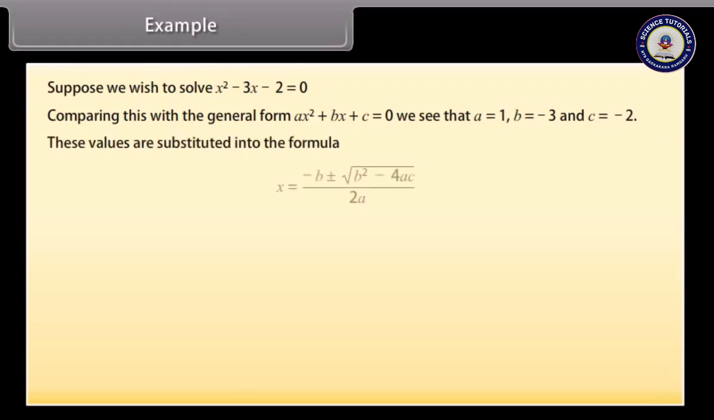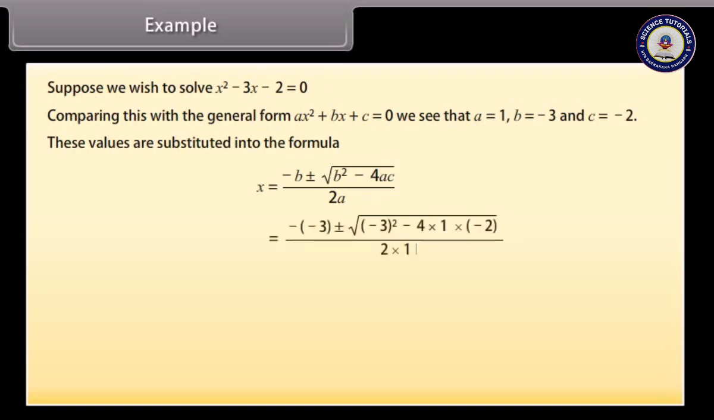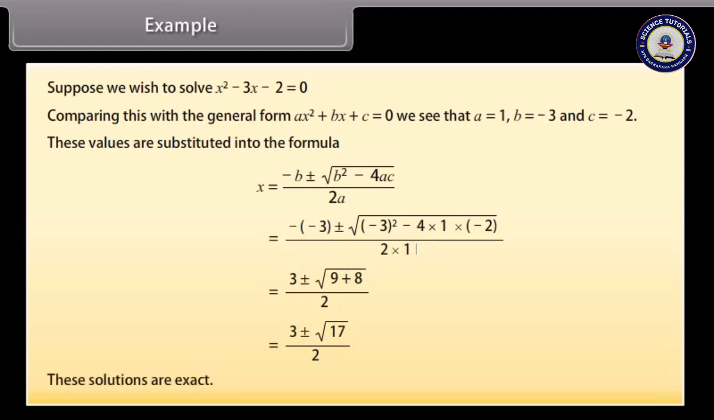It becomes x = (−b ± √(b² − 4ac)) / 2a, which is equal to (−(−3) ± √((−3)² − 4 × 1 × (−2))) / (2 × 1). By calculating it, we get (3 ± √17) / 2. These solutions are exact.